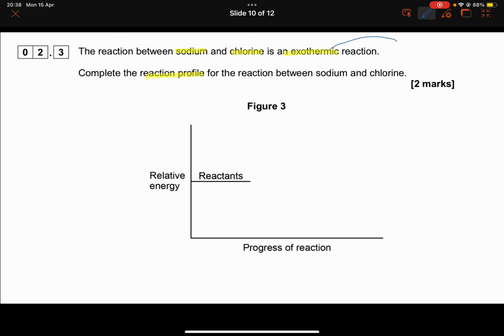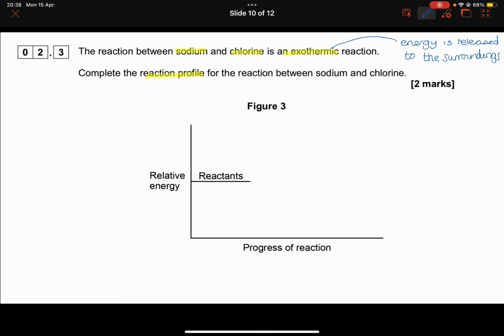So again, a definition that we need to know. Exothermic: energy is released to the surroundings. So energy goes from the reactants to the surroundings. Now, how do you know if a reaction is exothermic? It's indicated by a temperature increase.